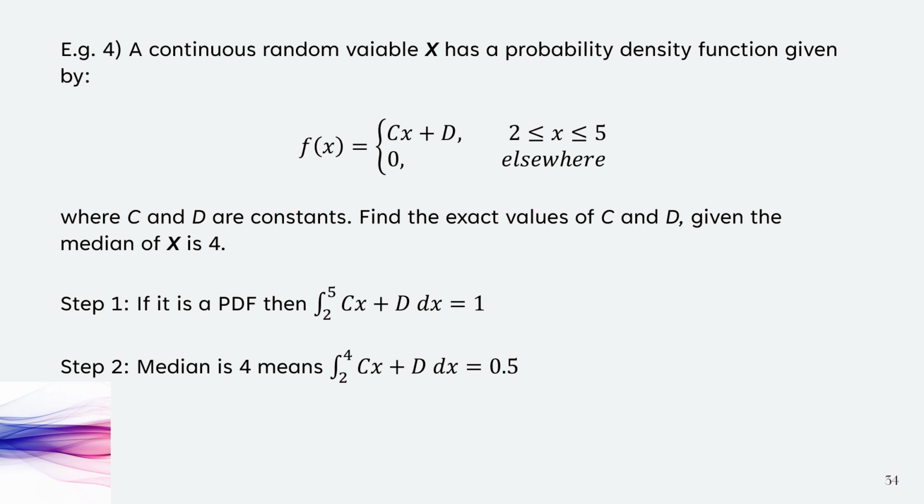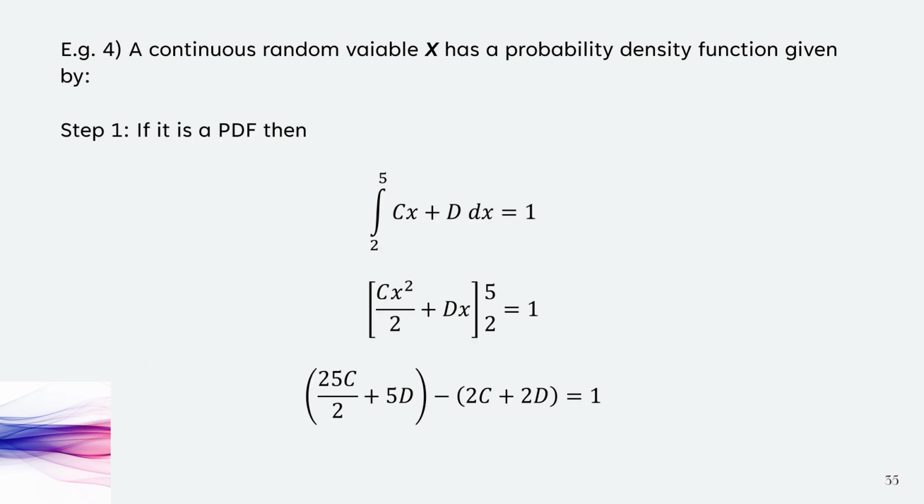So that's the first step. The integral from 2 to 5 is equal to 1, and the median's 4. So therefore from 2 to 4, it's equal to 0.5 because the median is at 0.5. So working it with 2 to 5 of cx plus d, if you integrate that, you get cx squared over 2 plus dx. Sub 5 and 2 in.